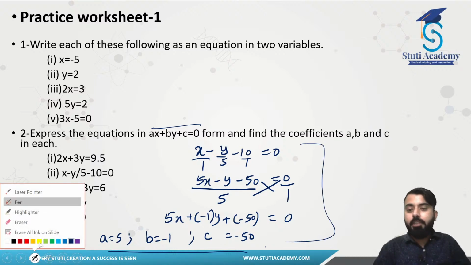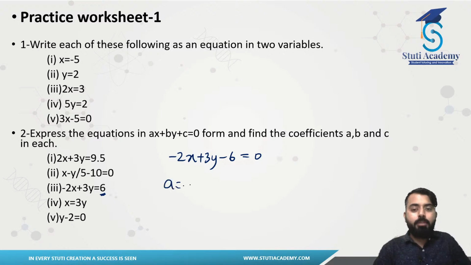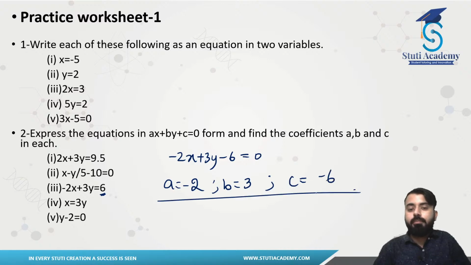Now let's see the third sum. We have negative 2x plus 3y. This is positive 6 on the right hand side. On the left hand side it will be negative 6, which is equal to 0. Now you can simply compare them. Your a will be negative 2, b will be 3, and c will be negative 6. Easy, because you need to have positive signs, and your a will be negative 2. So this is the point.